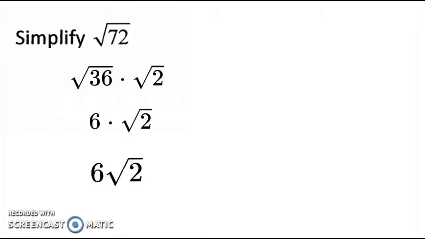Next one is asking you to simplify radical 72. Now what we do is look for the largest perfect square factor of 72. In this case, we'll have 36 and 2, with 36 being the large perfect square. So take the square root of 36, you get 6. So 6 times radical 2 is just 6 radical 2. So that would be the answer for that one.